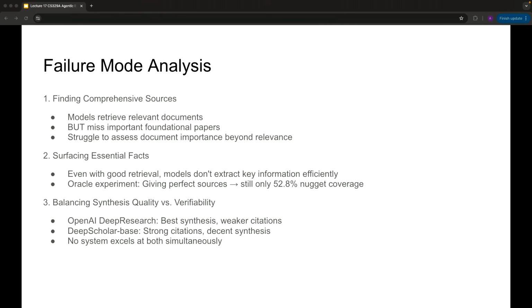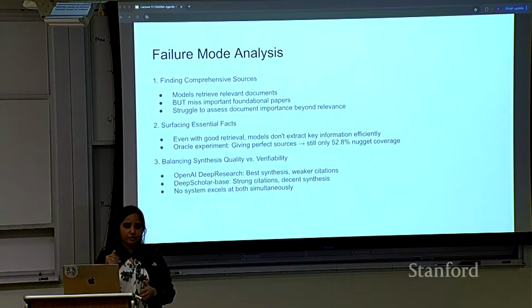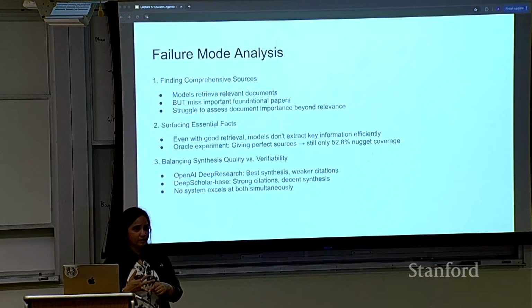And then finally, if you're trying to balance the synthesis quality versus verifiability, none of the systems actually excels at both, the quality of synthesis and the verifiability. So you can see that being able to refer to reference data in agentic evaluation tasks is a non-trivial problem. So it's not just about how long the task is or whether it has real-world economic value or not.